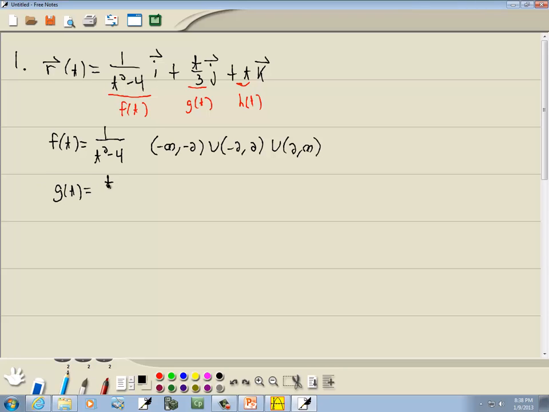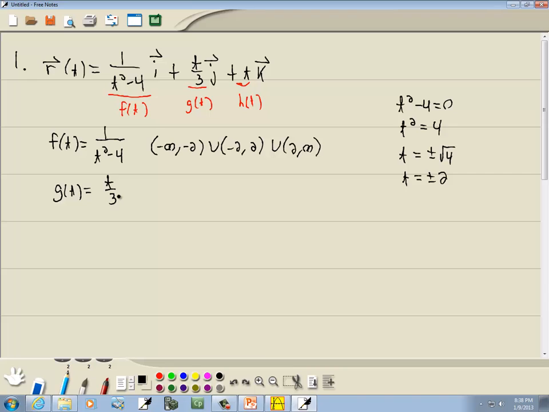G of t is t over 3. And I should show the steps over there. I could be lazy. Set the denominator equal to 0. This is square root property. Take the negative 4 over, it becomes a positive 4. Drop our squared, put a plus or minus square root on the other side. So we get t is equal to plus or minus 2. So this is how you write such that it excludes negative 2 and 2.